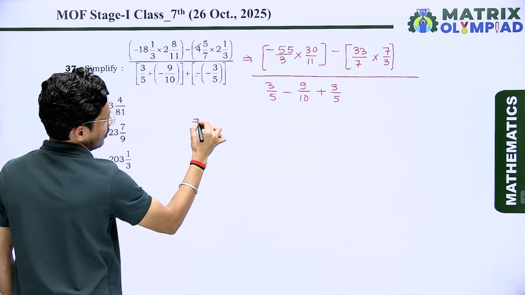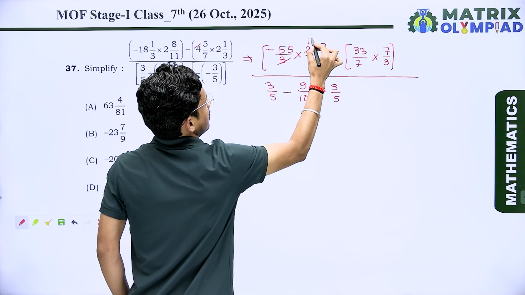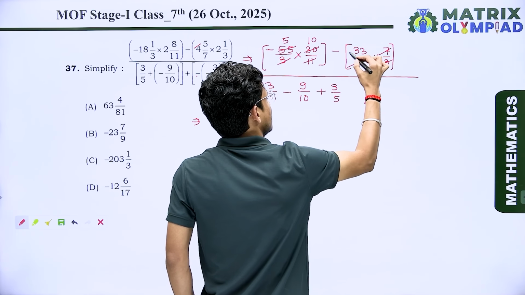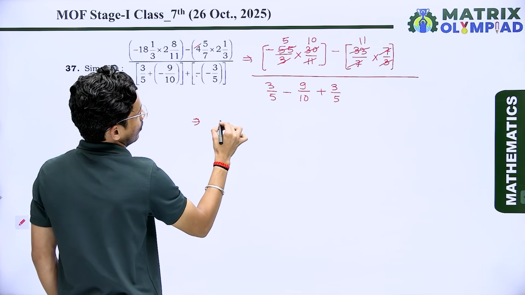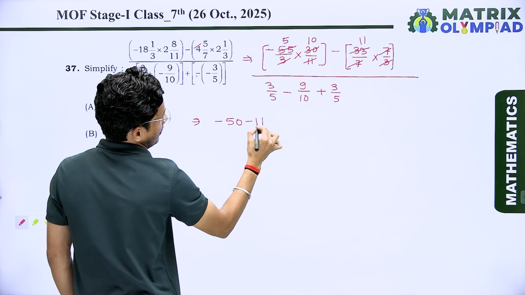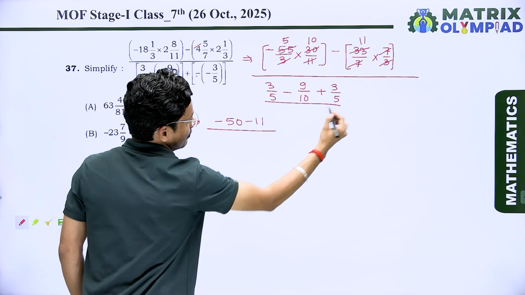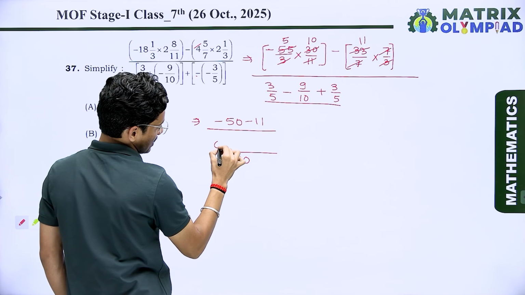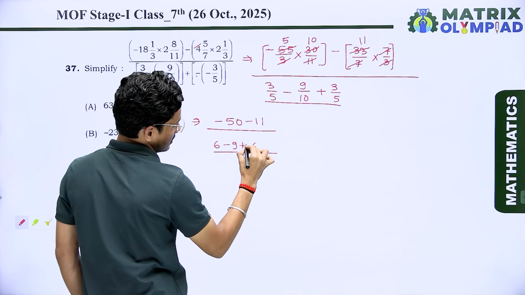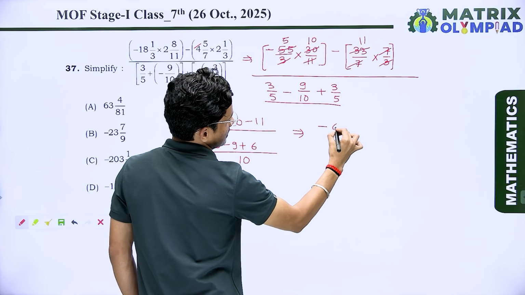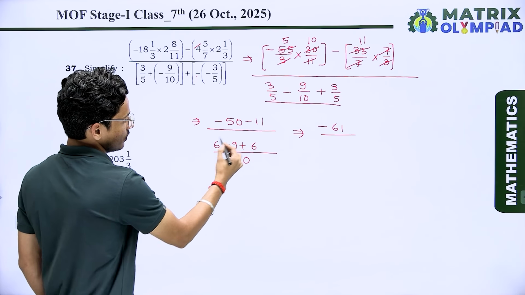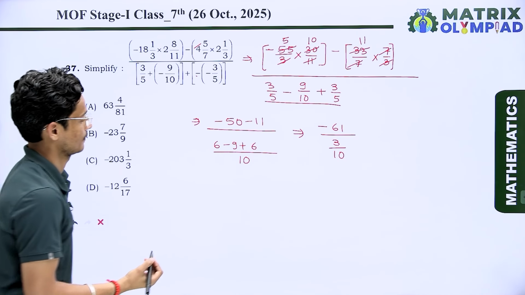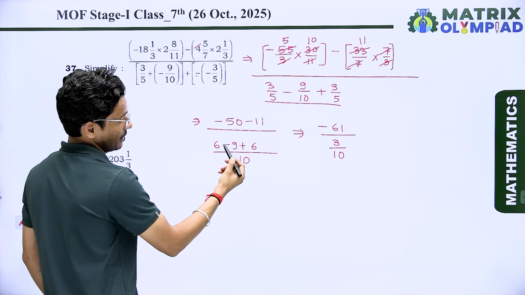Next step, we can say 3 times 1 is 3, 3 times 10 is 30, 11 times 1 is 11, 11 times 5 is 55. Here 7 and 7 cancel out, 3 times 1 is 3, 3 times 11 is 33. So here I can write 50 minus 11 upon, if we take the LCM, then we get 10 as the LCM. So 5 times 1 is 5, 5 times 2 is 10, 2 multiplied by 3 is 6, minus 9 plus 6. So here I can write minus 61 upon, when I simplify it, we get 12 minus 9, that is 3 upon 10.